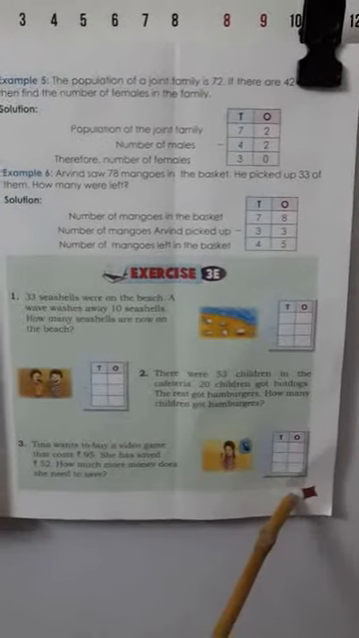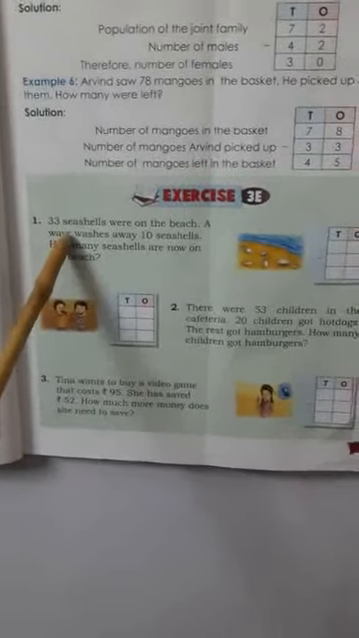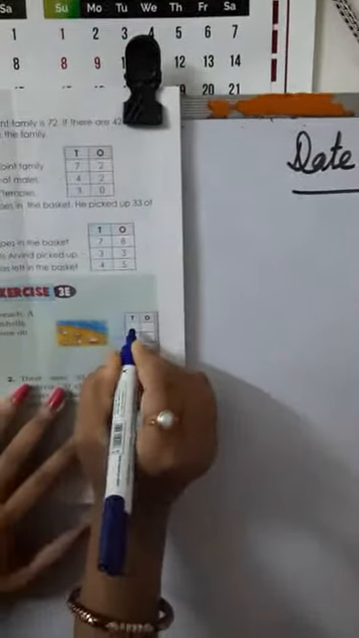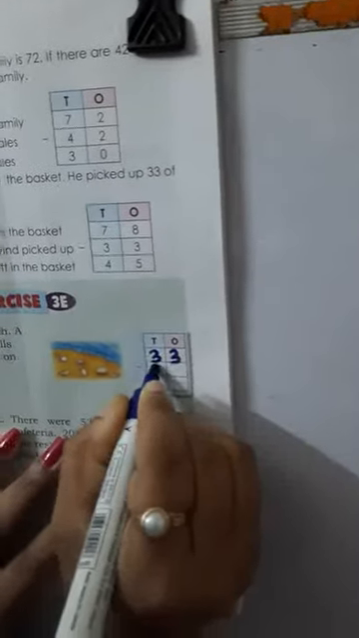My dear students, please open your book, page number 63. That is exercise 3E. Here some story sums are given, so we have to read the stories and do the sums correctly. First one: 33 seashells were on the beach. A wave washes away 10 seashells. How many seashells are now on the beach? So we have to do the subtraction, 33 minus 10. So we write here 33 and 10.